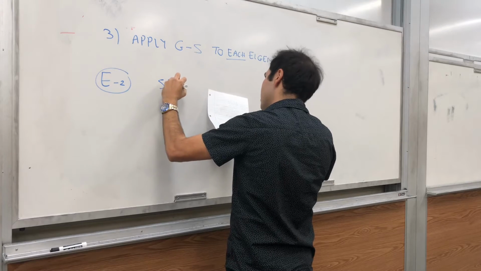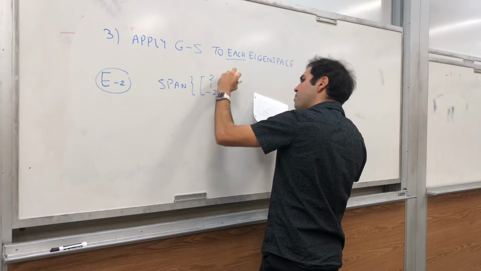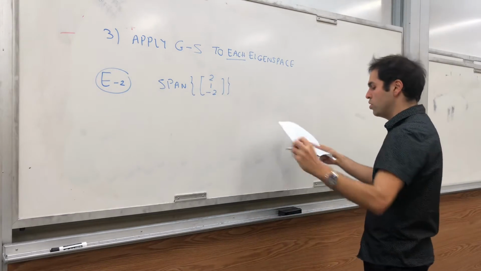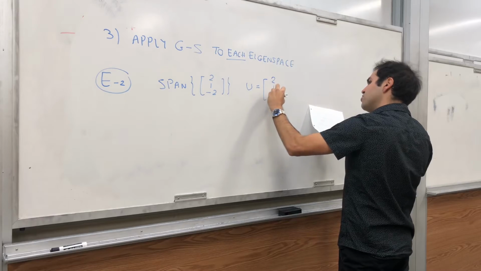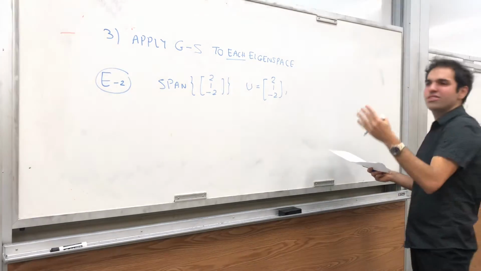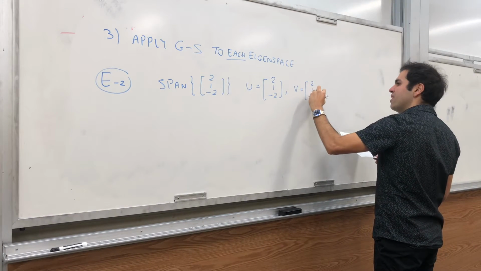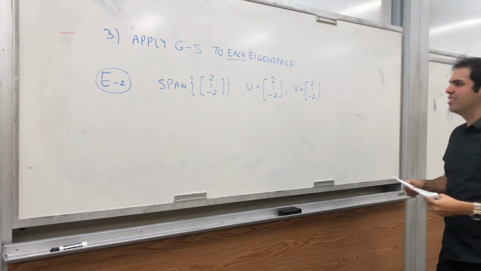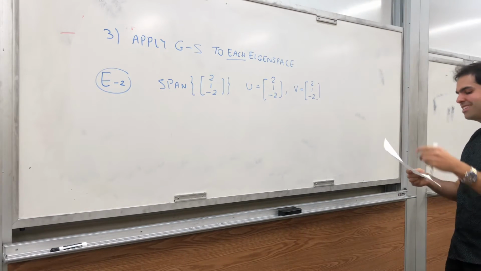And remember, it's just the span of 2, 1, minus 2. So U would be your vector 2, 1, minus 2. And remember, for Gram-Schmidt, if you just have one vector, then you basically just get that one vector. So that would be an orthogonal basis to your eigenspace.